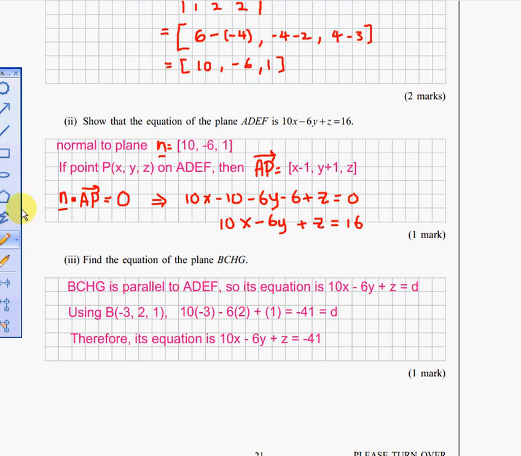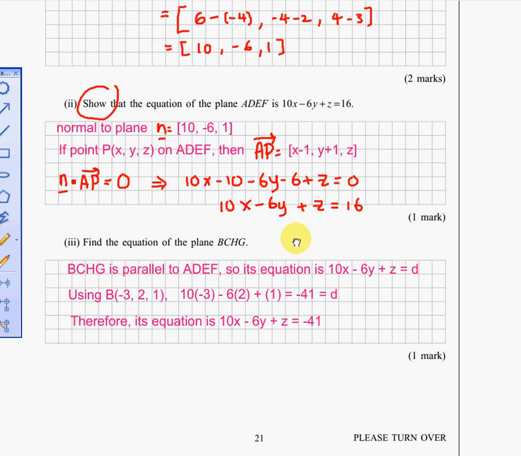And because the keyword here is that we should show this equation, you should mention that using this normal, and imagine that this is a point P and you form a vector AP like that, and then the knowledge that the dot product is 0, you get this equation.